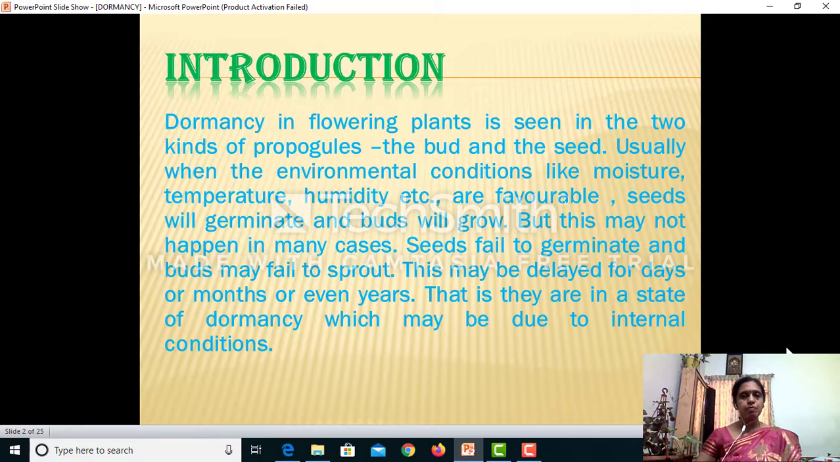and this is the resting period, and this is a very important feature of any plant that is called dormancy. Usually when the environmental conditions like moisture, temperature, humidity, etc. are favorable, seeds will germinate and buds will grow. But this may not happen in many cases. Seeds fail to germinate and buds may fail to sprout. This may be delayed for days or months or even years. That is, they are in a state of dormancy which may be due to internal conditions.